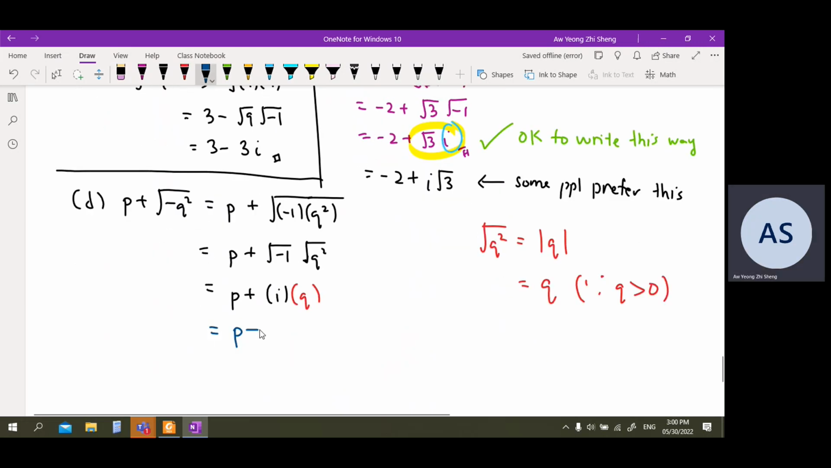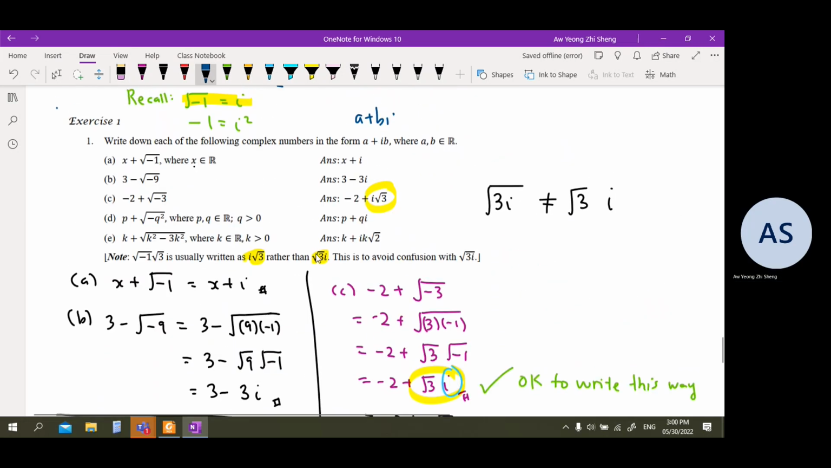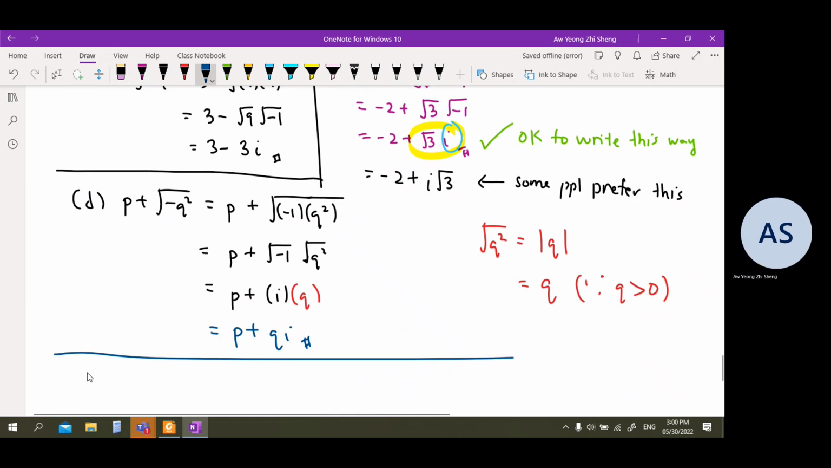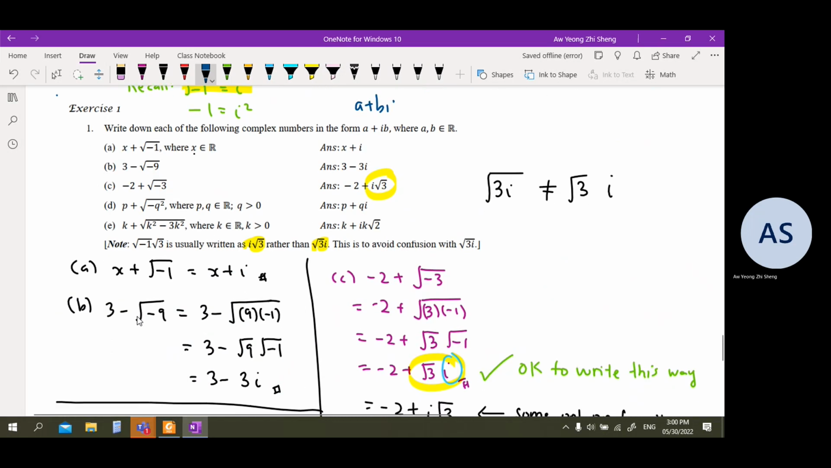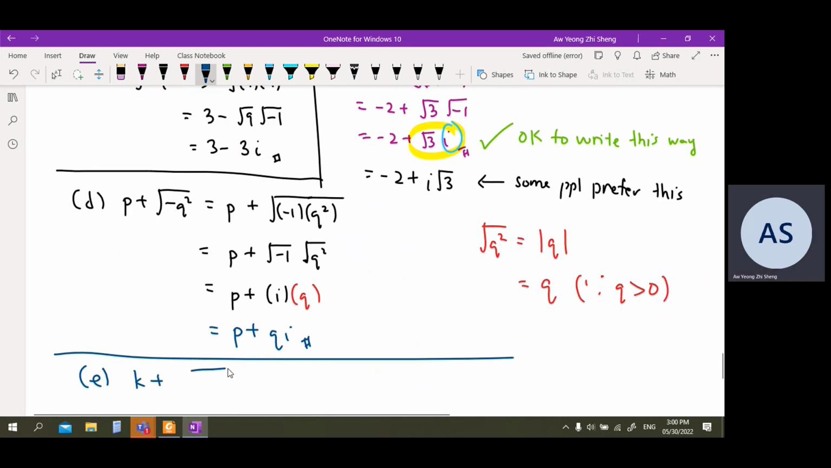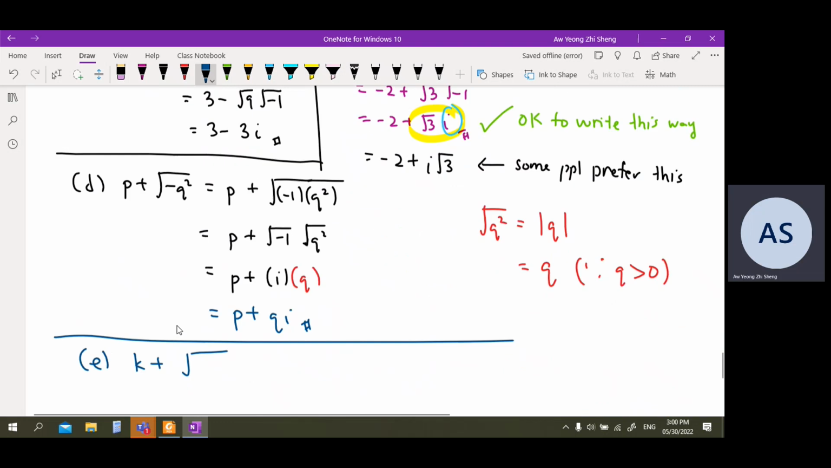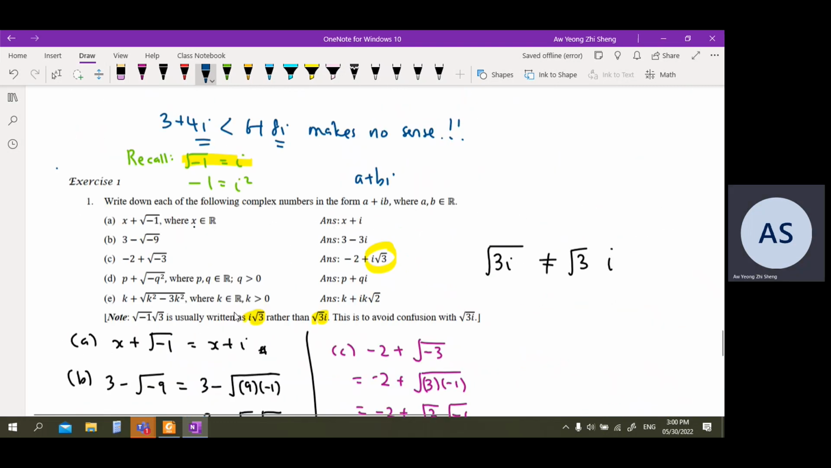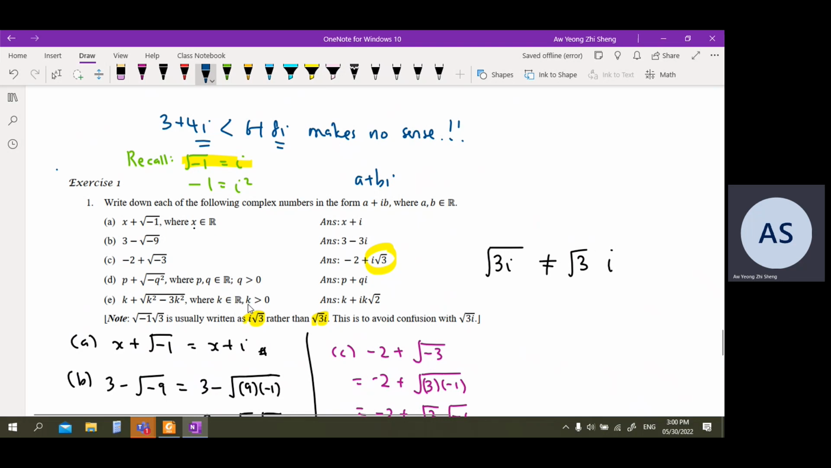Okay. So you have p plus qi and that. The last one is part E: k plus square root of k squared minus 3k squared. And they tell us that k is real, k is positive.